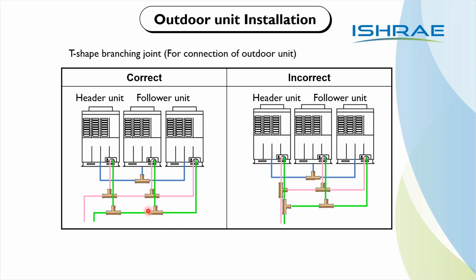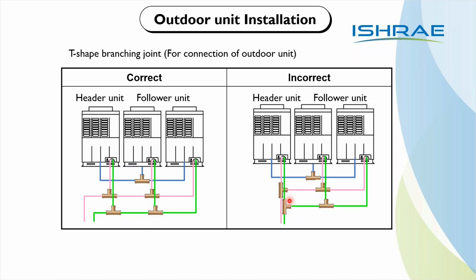Then, this is the correct way of doing the T-joint. That means when you have header unit and follower unit, you cannot do it this way. You need to bring individually every unit and then take one header pipe outside. This is the correct way of doing the header joint. You need to have one liquid line and one suction line, and you cannot have multiple joints like this, one like this, and one vertically. Your T-joints should be horizontal only. Your T-joints cannot be vertical.